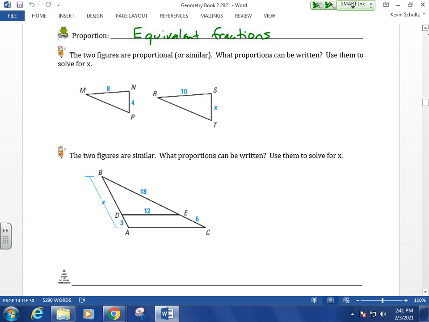And we can use these equivalent fractions in geometric figures to find lengths of missing sides. And what we're looking for, it says what proportions can be written. We're looking to compare corresponding sides. Okay? So of the sides that we're given, so we're ignoring the diagonal side here, we kind of have a smaller triangle and a larger triangle. So give me one example of a proportion that can be written involving those four pieces.